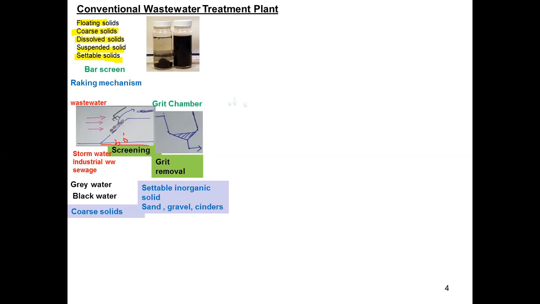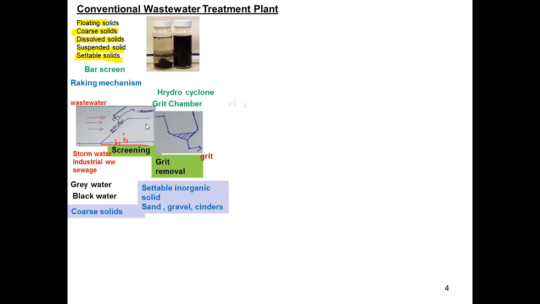Usually grit chambers are vessels with a conical bottom. At the bottom of the chamber, those settleable inorganic solids can settle, and they can be removed using a specific piping system. So grit can be removed. Instead of using a grit chamber, we can also use a hydrocyclone for this purpose.